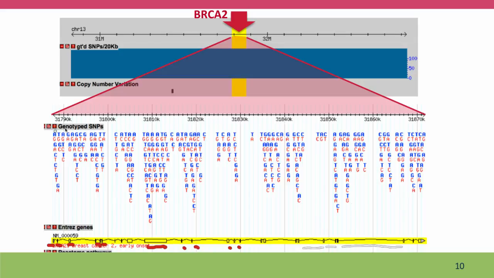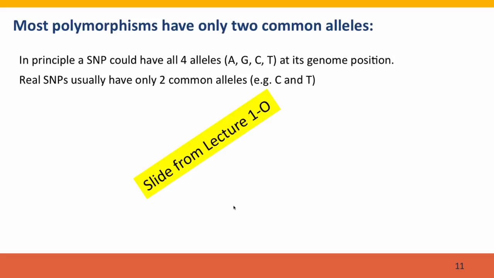Now, in the middle of the slide, I'm sure you've noticed, there's this big mess of red and blue letters, A's and G's and C's and T's. What are these? These are the SNPs, and I'll blow up the chromosome a little bit more to make it easier to understand what we're looking at. So again, here's another slide from lecture 1.0, and this slide was used to point out something that I didn't mention earlier, that although in principle any single SNP position, single nucleotide polymorphism, could exist in four different alleles, some with A, some with G, some with C, some with T, in reality, the SNPs that we find in real populations almost always have only two common alleles.